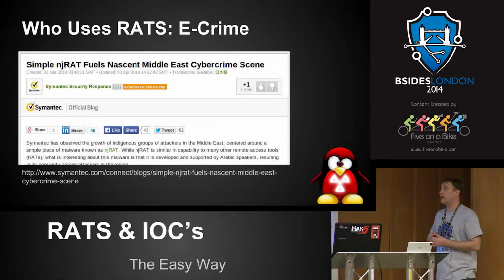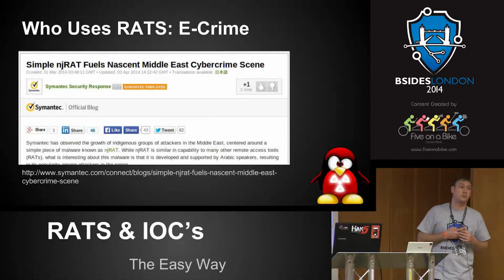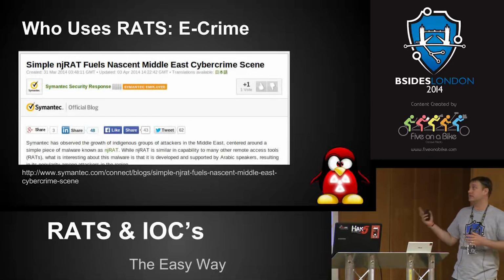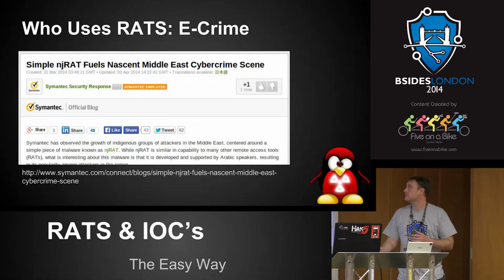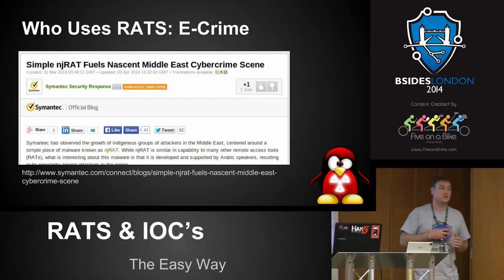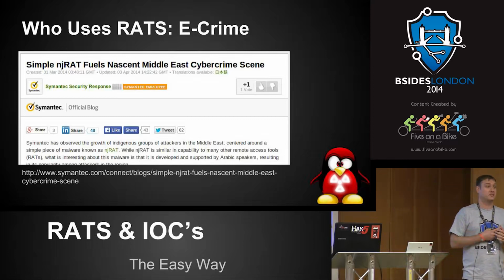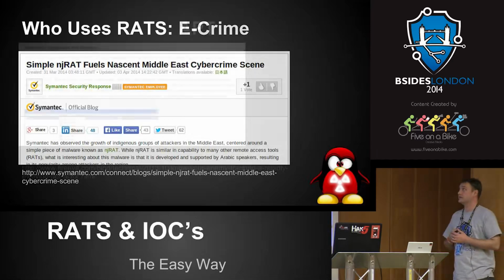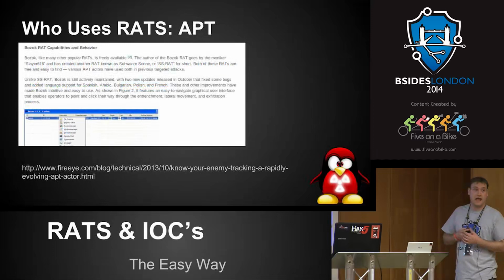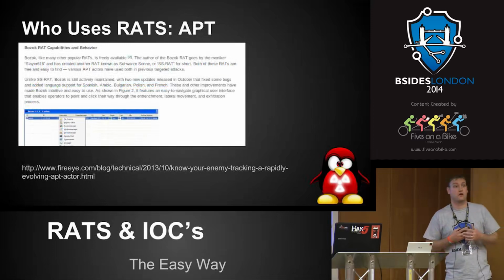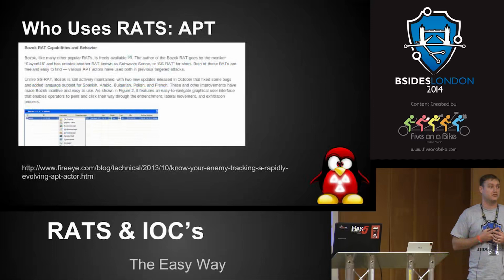E-crime syndicates. So Symantec pushed a report out at the end of last month, detailing this is a publicly available RAT that's out there in the wild and it's being actively used by e-crime groups, and this is massive. APT, anywhere you look in the news over the last year, and you'll see that APT is using RATs.